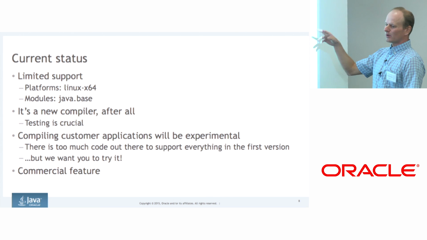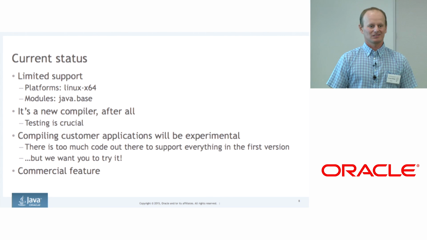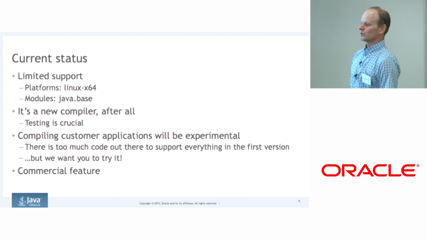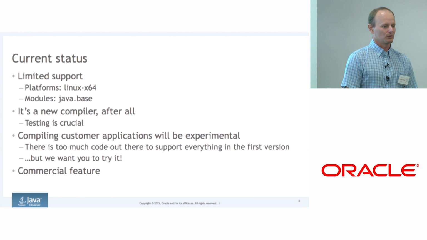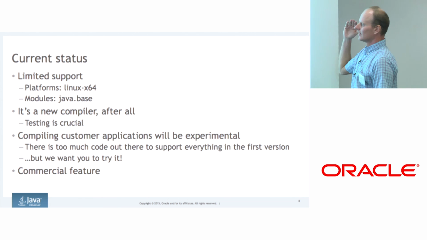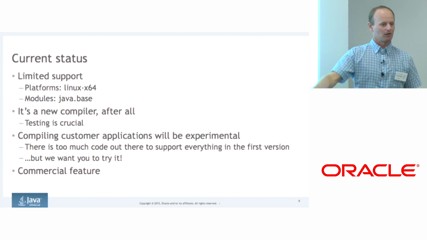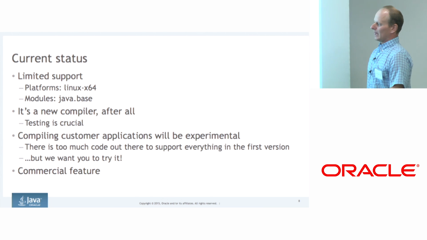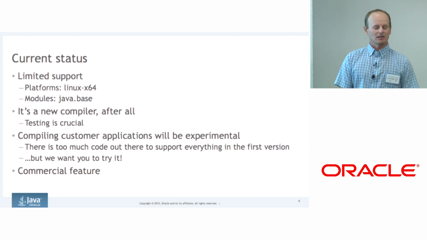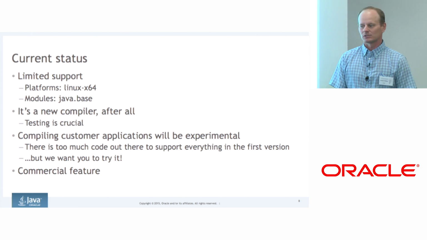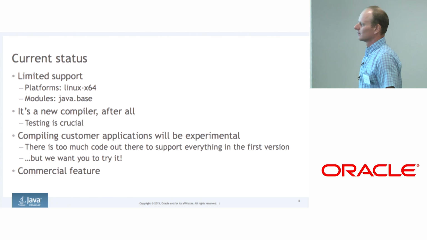Compiling custom applications will probably be experimental in the first version because we don't have experience with it, right? It's the same as if you would introduce C2 tomorrow. You wouldn't come out with a version and say, every customer can compile everything. We need an experimental period where people can try it out and say, yeah, it works for me, or no, it doesn't. We have many applications and testing frameworks inside Oracle, but it's only a tiny fraction of the code that is out there. But we want you to try it, right? So we'll find a way to get the code to you.